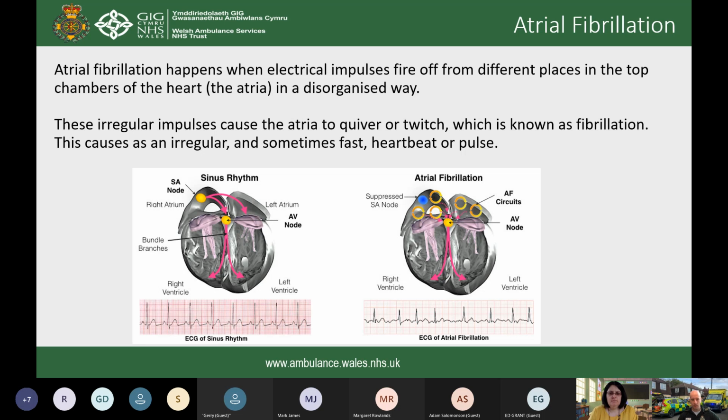But it shouldn't affect the ventricles. So that's why people can live with AF, because it's only affecting the atrium. If that was affecting the ventricles, then that would affect the blood flow to the lungs and the heart. So that's why people are medicated and live quite well with it.